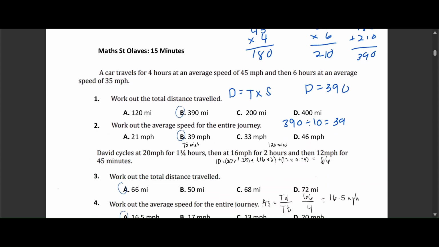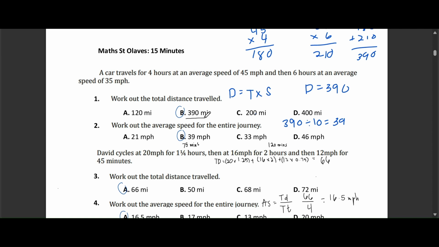Math section. Question 1. Work out the total distance traveled. A. 120 miles. B. 390 miles. C. 200 miles. D. 400 miles. Okay, so the correct answer here is option B, which is 390 miles.